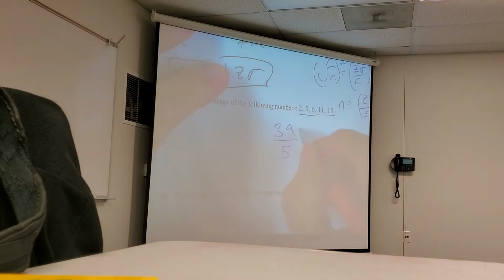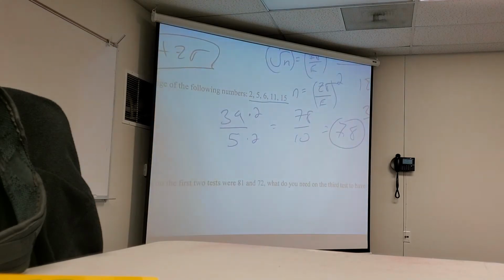So if you multiply by 2, 78 over 10 is 7.8. Bam. Is that all right? Yeah, that's right. And you didn't have to do what I just did. If you just divided 39 by 5, you got 7.8. I just want to show you some stuff you could do to be quicker than a calculator sometimes.